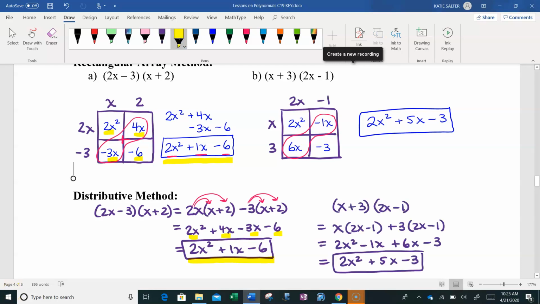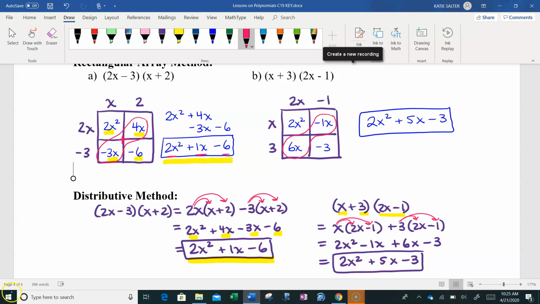All right, so looking at this, what I've done is I've taken this x right here, and I've multiplied it by the 2x minus 1. And then I've taken the 3 here and multiplied it also by the 2x minus 1. So we make sure we distribute. X times 2x is 2x squared. X times negative 1 is negative 1x. 3 times 2x is 6x. 3 times negative 1 is negative 3. And then we combine like terms here in the middle, so we end up with 2x squared plus 5x minus 3.